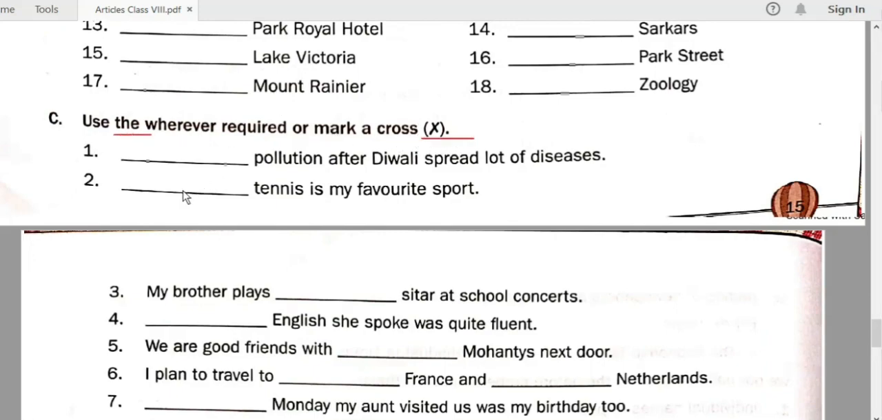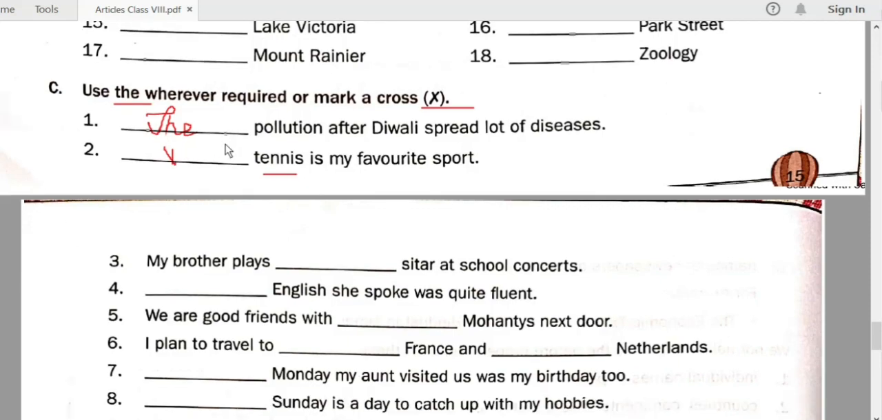Here the same questions. Dash populations after Diwali spread a lot of disease. The populations after Diwali spread a lot of disease. Here you will write down the. Dash tennis is my favorite sport. No, before the names of a game, it is a proper noun and it is not specified. It is not a particular thing. That's why we don't use any type of article.